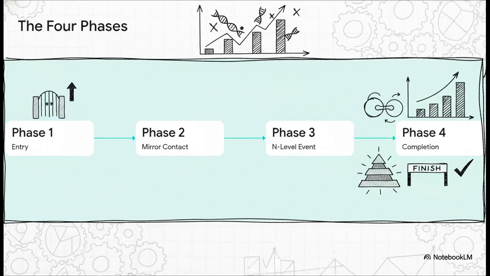The whole system really boils down to 4 key phases. You've got Phase 1, the entry, which is where the plan is made. Phase 2 is called mirror contact. Then there's Phase 3, the end-level event, a key target. And finally, Phase 4, which is completion at the trapezoid top. But here's a little twist. The documentation points out that these phases don't always happen in a neat 1, 2, 3, 4 order.